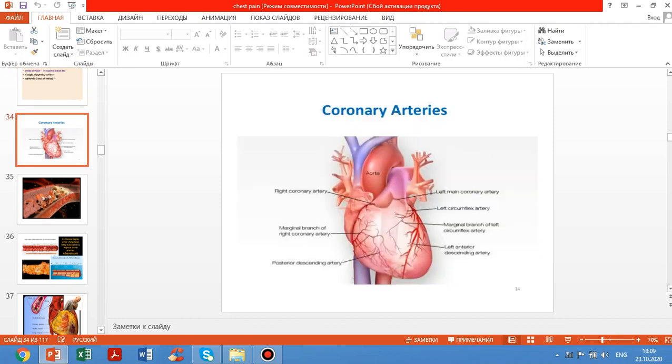Now we will talk about coronary artery disease. You can see coronary artery branches in this slide. This is the left main coronary artery, left circumflex artery, and right coronary artery. These are the main coronary arteries.